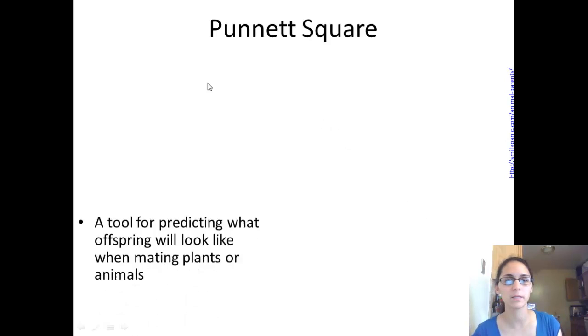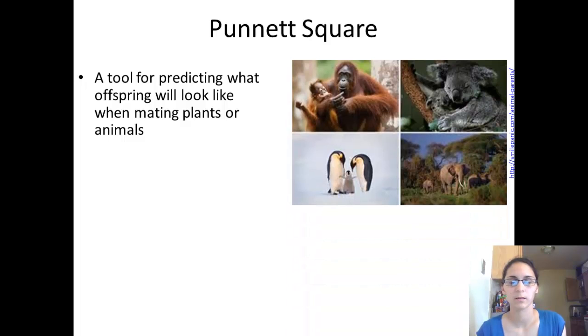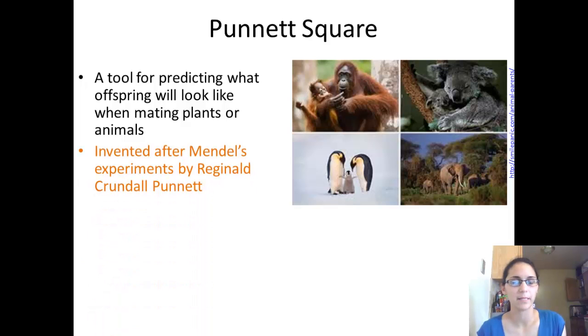Okay, so Punnett Square. A Punnett Square is a tool for predicting what offspring will look like when mating plants or animals. Here's some animals that have babies. And so the Punnett Square was invented after Mendel did his pea plant experiments by a man named Reginald Crundle Punnett. So that's why they're called Punnett Squares.